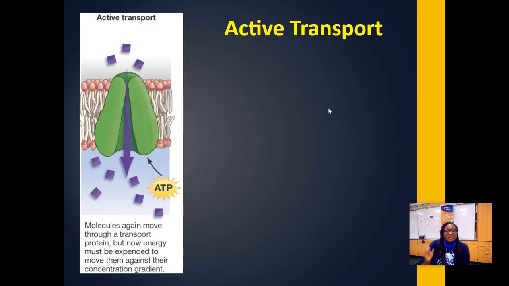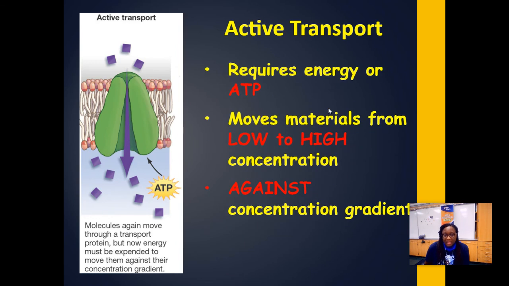So we looked over passive transport where we did not use energy. Now we're looking at active transport where we will need energy. It requires energy or ATP. ATP is another form of the energy that our cells use in order to do the functions that it's meant to do. Active transport moves materials from a low concentration to a high concentration, which means that it's against the concentration gradient.